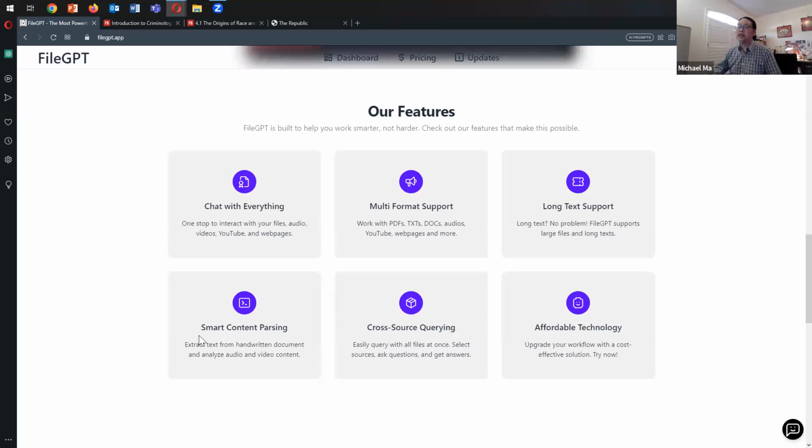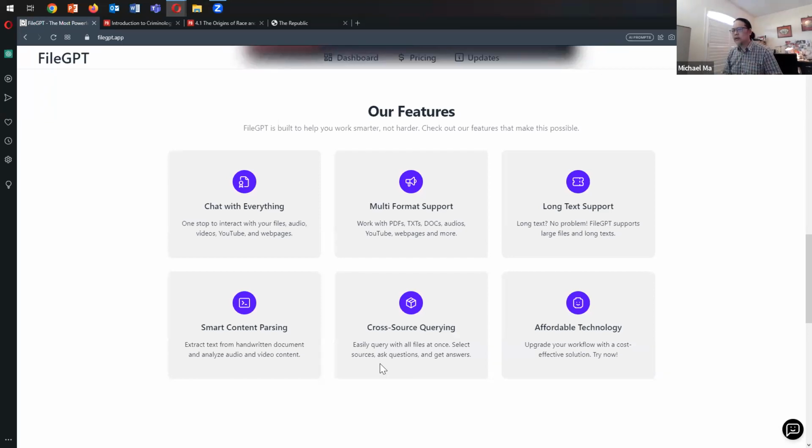It said it has smarter content parsing. Okay. Extract text from handwritten document and analyze audio and video content. I'm not sure I know what that means, smart content parsing, but I think this has to do with non-digital documents in the sense of a handwritten document or in the sense of an audio document. Cross-source querying, this is also something I have not tried yet.